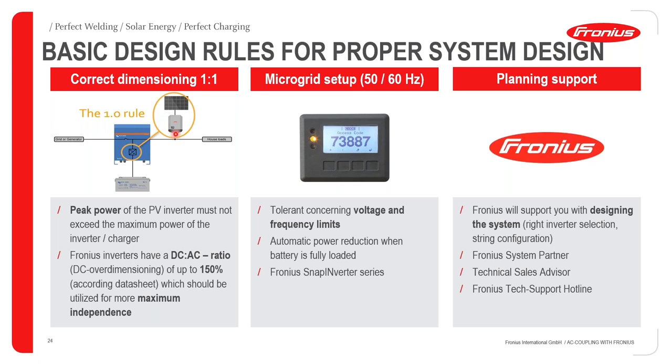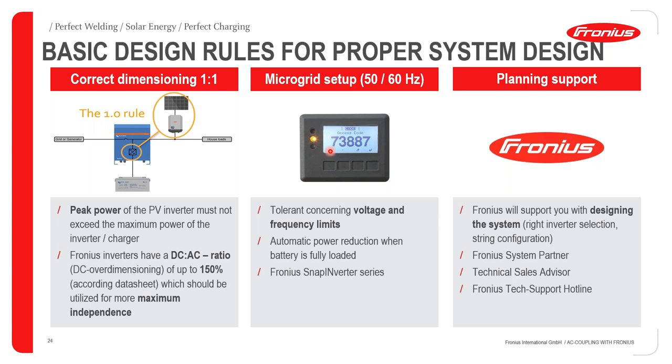Keeping in mind that Fronius inverters can be overdimensioned up to 150%, we should keep this factor one rule in mind so that we don't overload the inverter charger. Since our inverters have almost a power factor of one, whatever is generated from the PV side comes out as output. So we should keep this in mind when doing our system design.